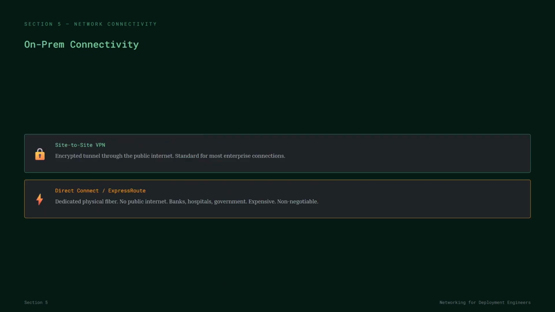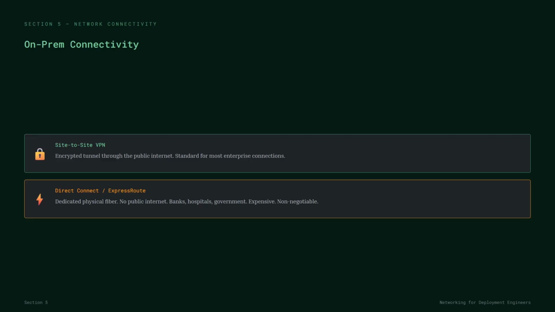Then we have site to site VPN, very common in enterprise. Your client has an on premise data center, maybe a server room, maybe a legacy system that can't move to the cloud. They still need their cloud environment to talk to it securely. A site to site VPN creates an encrypted tunnel between the on premise network and the VPC. Traffic goes through the public internet, but it's encrypted end to end.